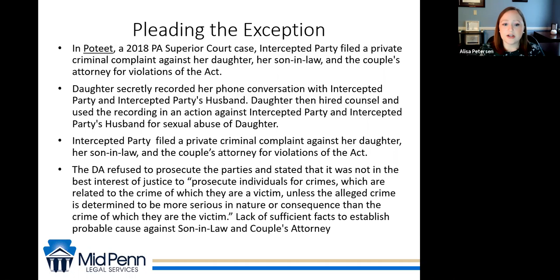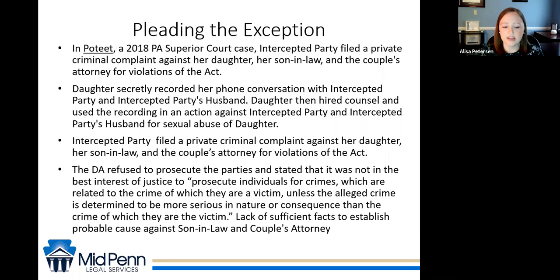Mother, the intercepted party, ended up filing a private criminal complaint against her daughter, her son-in-law, and the couple's attorney for violations of the act. The district attorney refused to prosecute the parties and stated that it was not in the best interest of justice to prosecute individuals for crimes which are related to the crime of which they are a victim, unless the alleged crime is determined to be more serious in nature or consequence than the crime of which they are a victim.